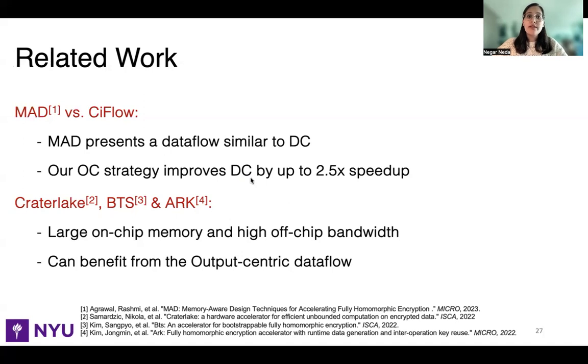There are also Crater Lake and BTS and ARK that introduce a hardware accelerator for homomorphic encryption. They all have large on-chip memory and high off-chip bandwidth, and they can also benefit from the output-centric data flow as well.